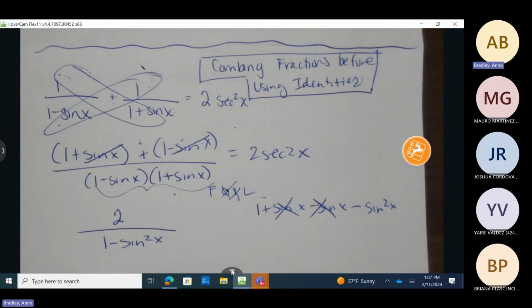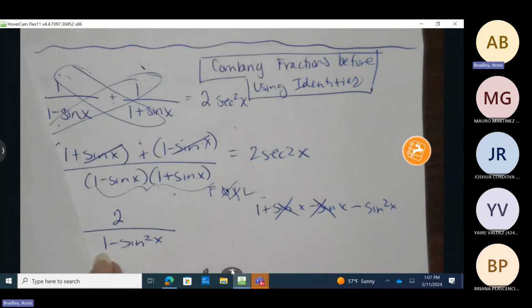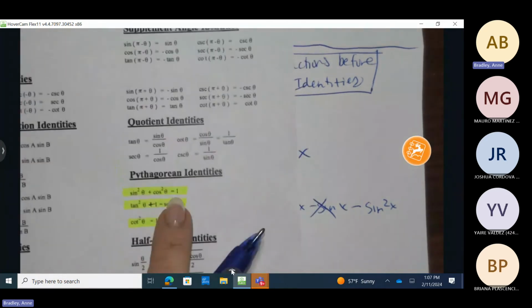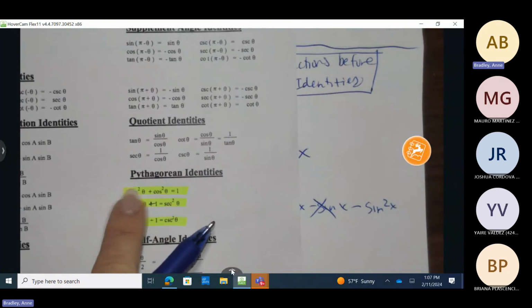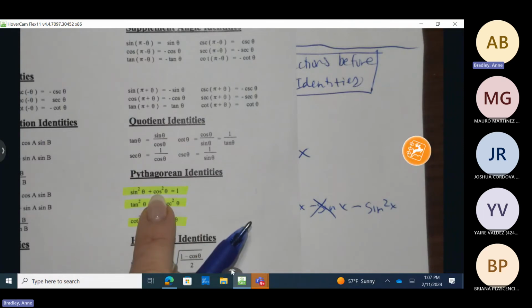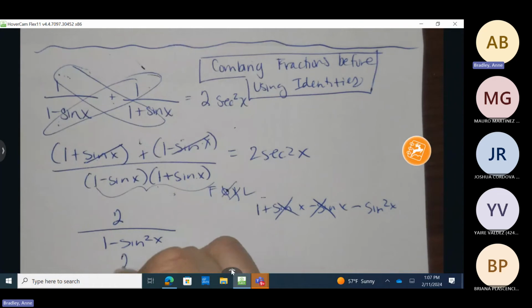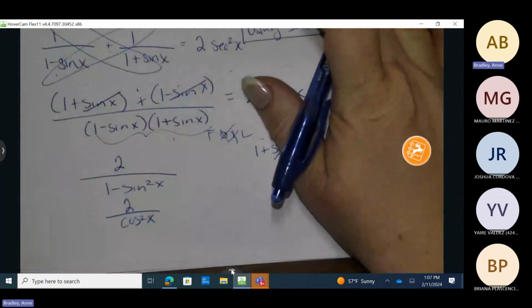Anytime I get a function that is squared, I immediately think, I wonder what I can do with the trig identities. So 1 minus sine squared, some of you are getting really good at this. If I take a positive sine squared and move it to the right-hand side, it becomes negative. 1 minus sine squared is equivalent to cosine squared. This is the same as 2 over cosine squared x.